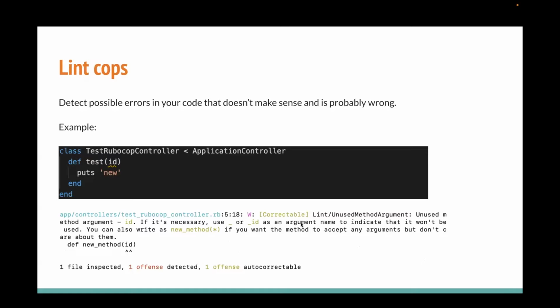Next one is the lint cops. Lint cops generally detect possible errors in your code that don't make sense and are probably wrong. Here in this example, the parameter id isn't used anywhere in this method. So Rubocop suggests not to use a parameter that hasn't been used anywhere in the method. It is not good practice to include any parameter in a method that isn't used. So Rubocop shows an error with a message for this line of code as well.